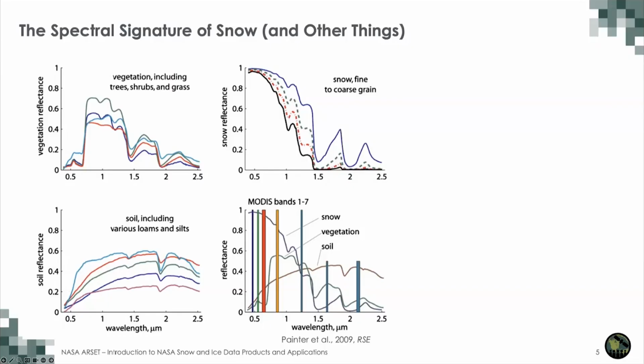In contrast, the spectral mixture analysis relies on linear combinations of endmembers to determine snow cover, snow grain size, and snow darkening from light-absorbing particles, and snow albedo as well.